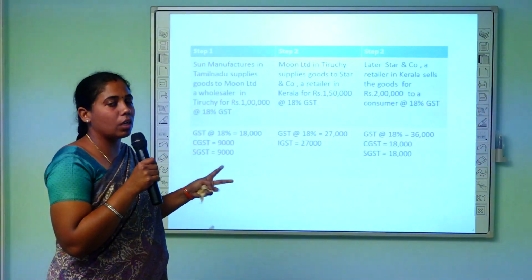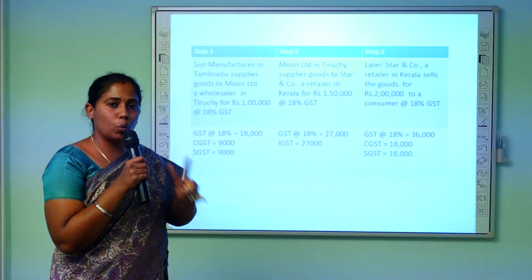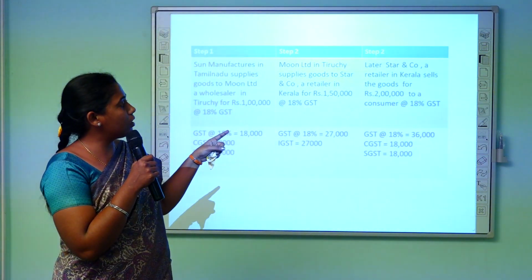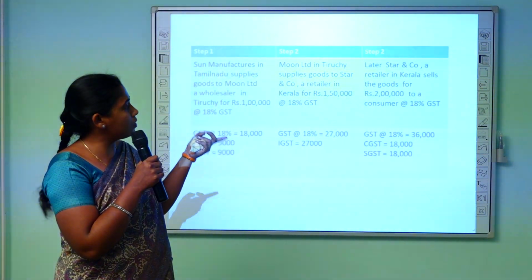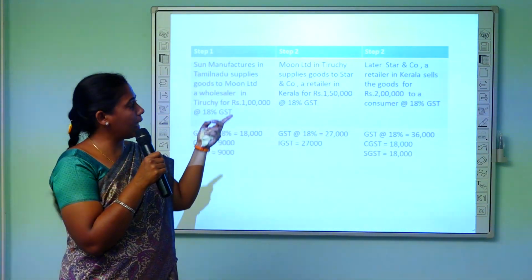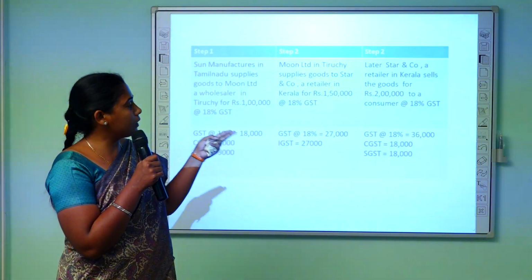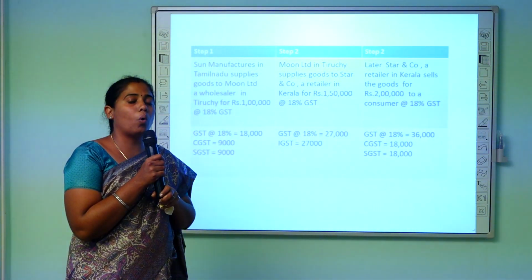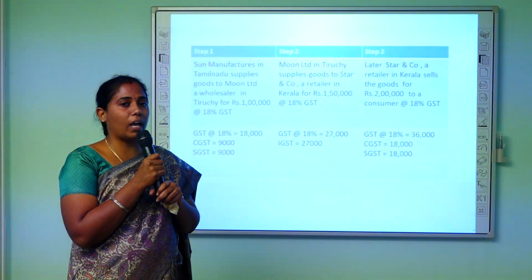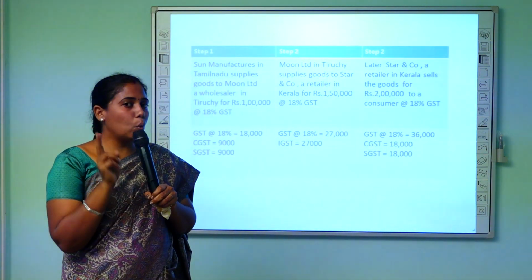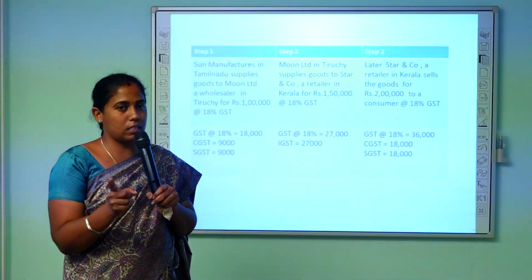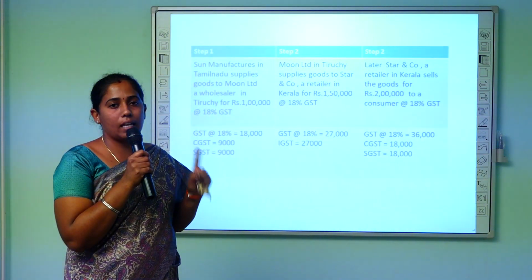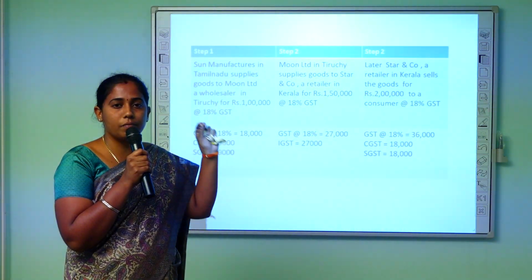As we have already discussed, for an intra-state transaction, there are 2 taxes: CGST and SGST. Here the amount of supply is 2 lakhs. If 2 lakhs is taxed at 18%, it is 36,000. That 36,000 is split between the central GST and the state GST. So the final point you have to carry in your mind is that there are 2 kinds of supplies: intra-state supply and interstate supply. When there is an intra-state supply, the transaction happens within the state.